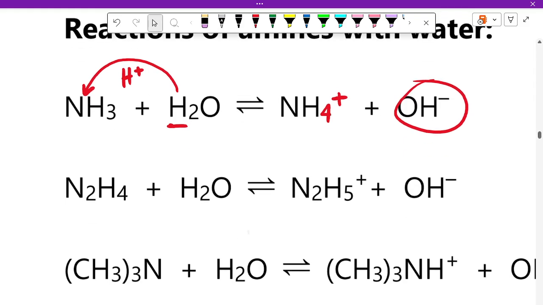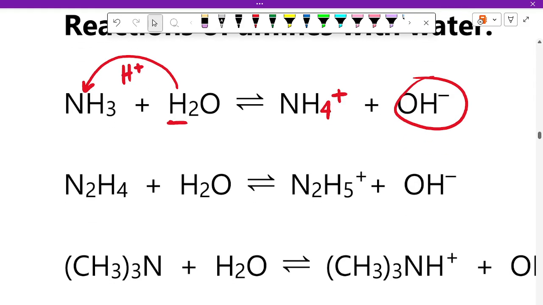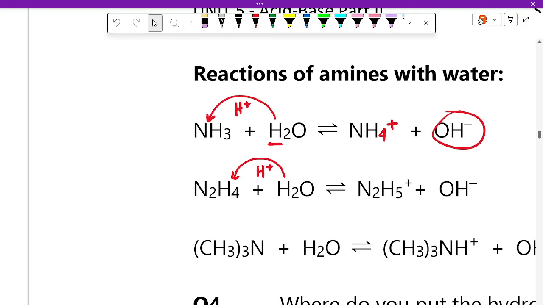So we have N2H4, and what will happen? Water will give it a hydrogen. That's why they're bases. This is why they're weak bases, yes. And the reason that they can do this is that they all have a lone pair on the nitrogen.